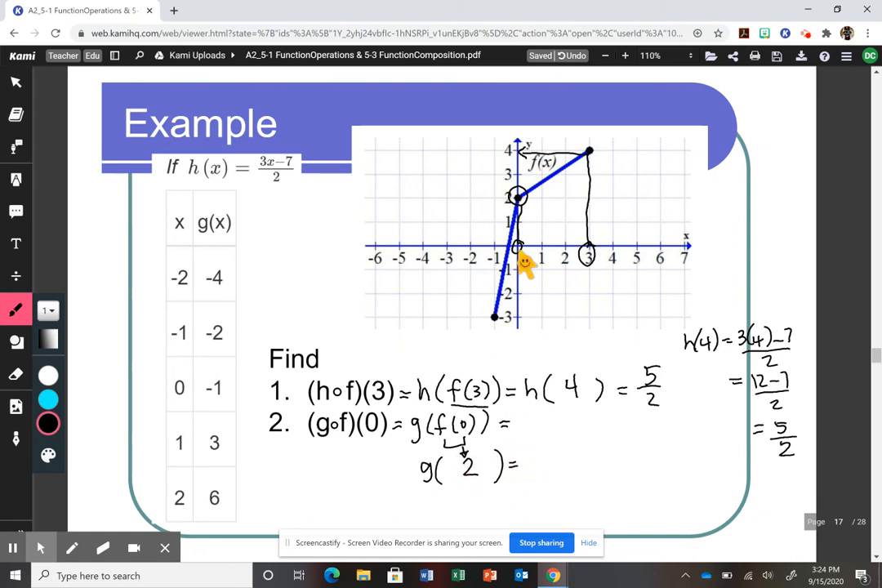Okay, next I do the outside. So what is g when x is evaluated at 2? So I go over here to the g function. Where is x equal to 2? Here it is. So here my answer is 6. Notice I have a number in here, so I have to get a number out.